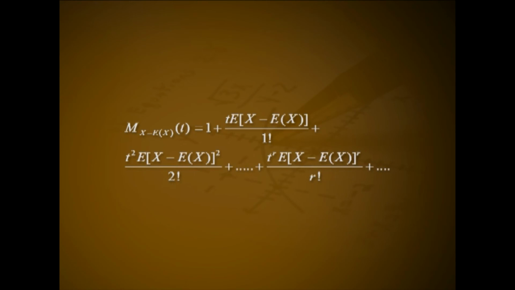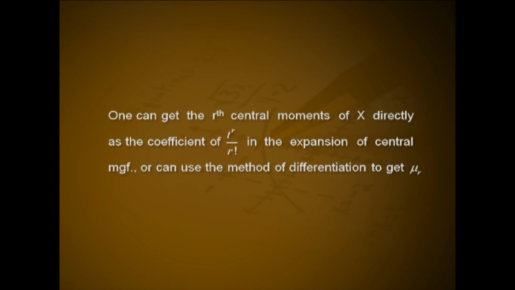On expansion, M_{X-E[X]}(t) = 1 + t E[X - E[X]]/1! + t^2 E[(X - E[X])^2]/2! + etc. plus t^r E[(X - E[X])^r]/r! plus etc. One can get the rth central moment of X directly as the coefficient of t^r/r! in the expansion of the central MGF, or can use the method of differentiation to get mu_r.